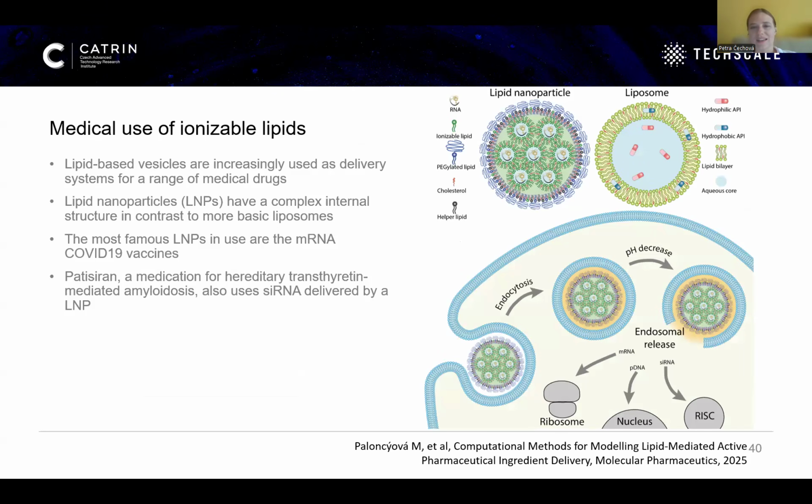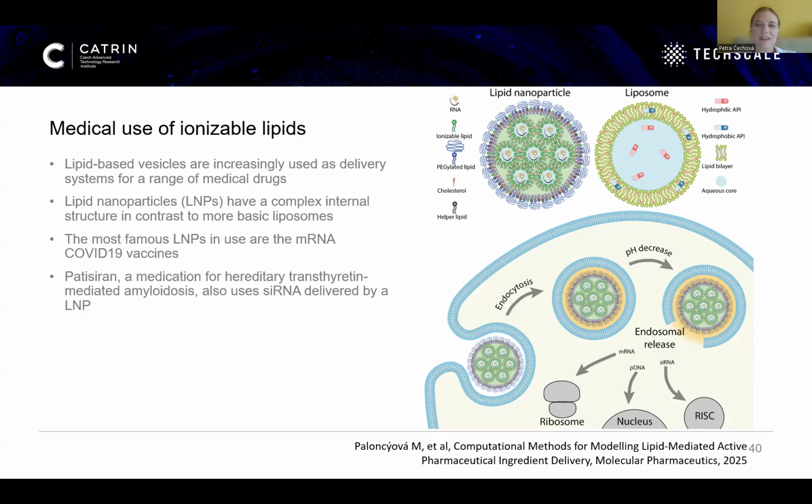And the reason everyone is talking about ionizable lipids in my corner of the world is because they can be used in medicine, and they have been used in medicine. The property that it changes the charge is very useful during the process of endocytosis, when something is taken up by the cell. And in the process of endosome maturation, the pH changes in the endosome. So this is something that the ionizable lipids take advantage of in this process.